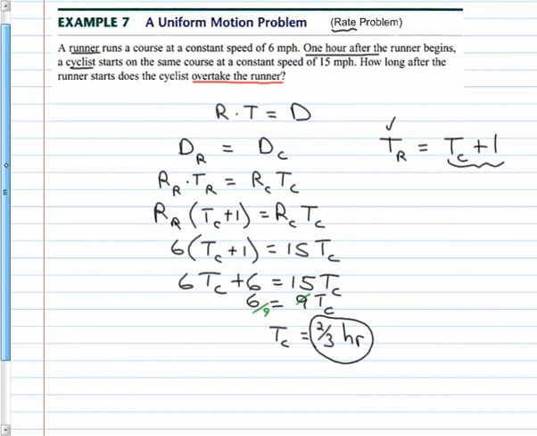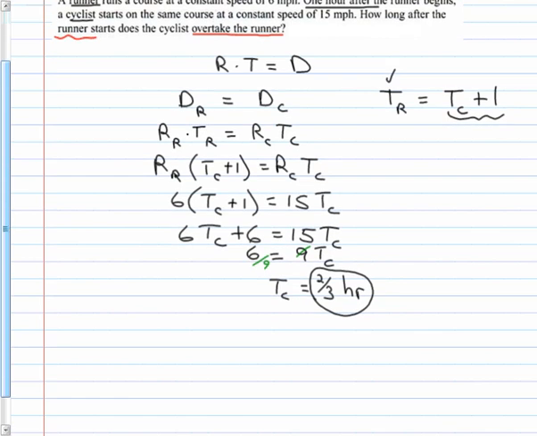How long after the runner starts? So I answered the question, how long was the cyclist? So how long is the runner? I better add an hour to that. 2/3 plus 1. So the runner is 1 2/3 of an hour. So we better go back and make sure we read the question correctly.